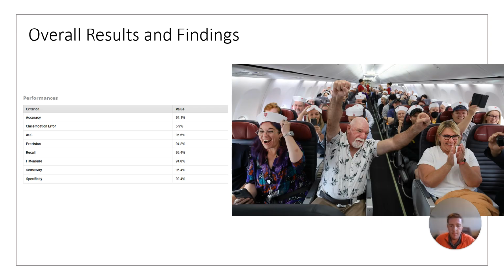Step 6 is overall findings and results. The decision tree model demonstrates exceptional performance in predicting airline passenger satisfaction with an impressive accuracy of 94.1%. The model's classification error rate is relatively low at 5.9%, indicating a high level of precision in its predictions. Furthermore, the model achieves a remarkable recall rate of 95.4%, showcasing its effectiveness in correctly identifying the majority of satisfied and dissatisfied passengers. However, there are some potential data points to enhance the model's performance, in my opinion, that the current data set is lacking.